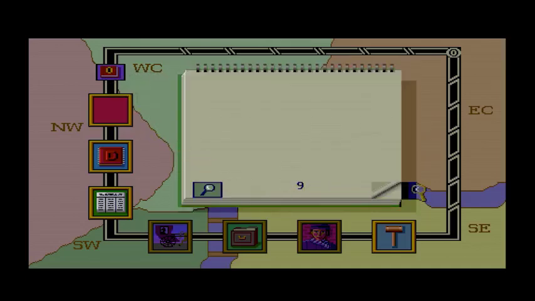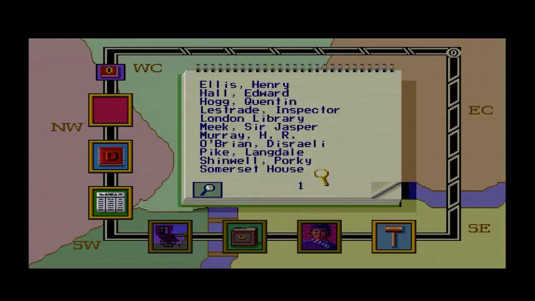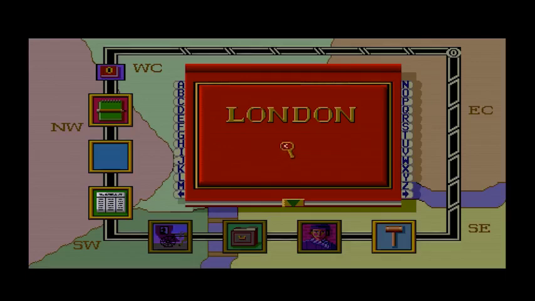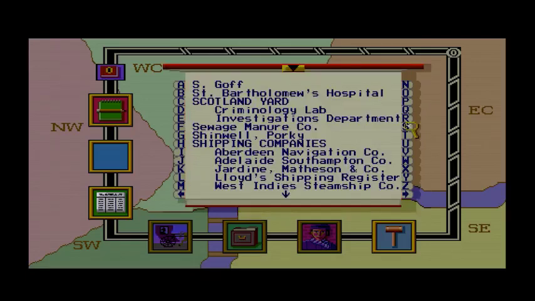Notes. Okay. So the murderer must be one of the passengers. Go to the shipping company. Wing. The shipping company. Shipping company, okay.